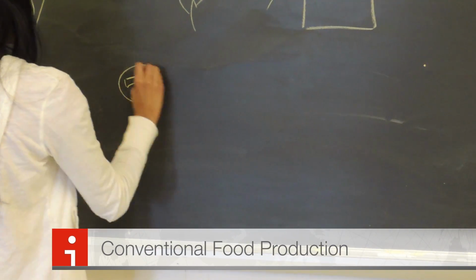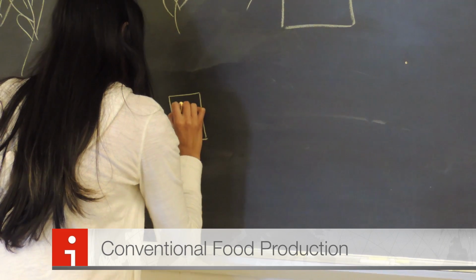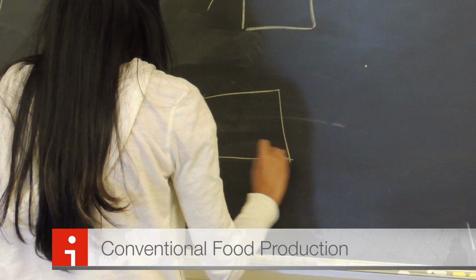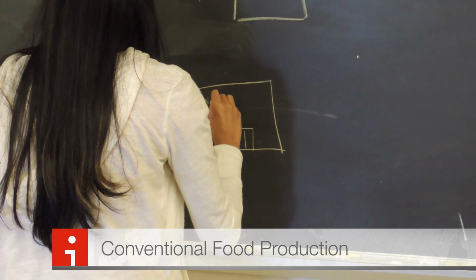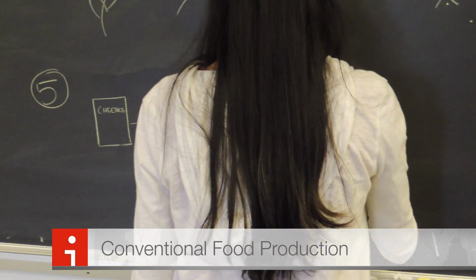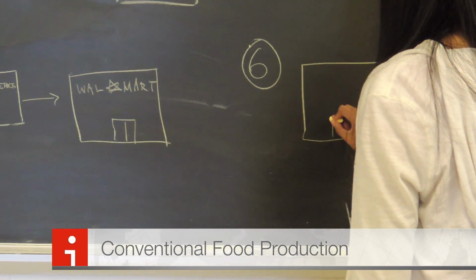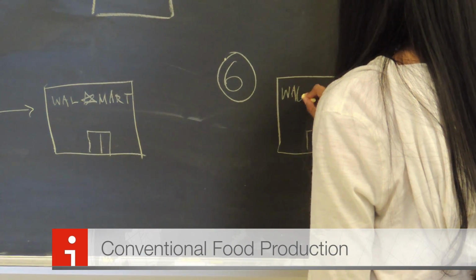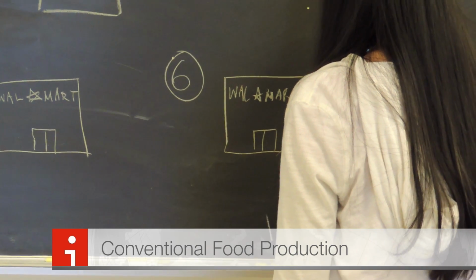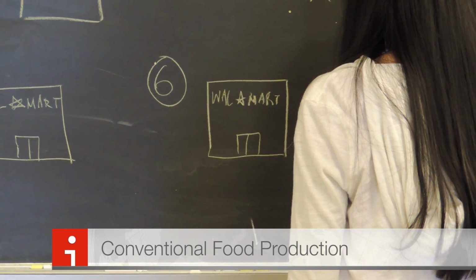Step 5. The product is then transported to a store where it is sold to consumers. And lastly, step 6. The product is bought by consumers and brought home for consumption. As you can see, there are many steps in conventional food production. And with these steps, there's fuel to transport the materials in between.